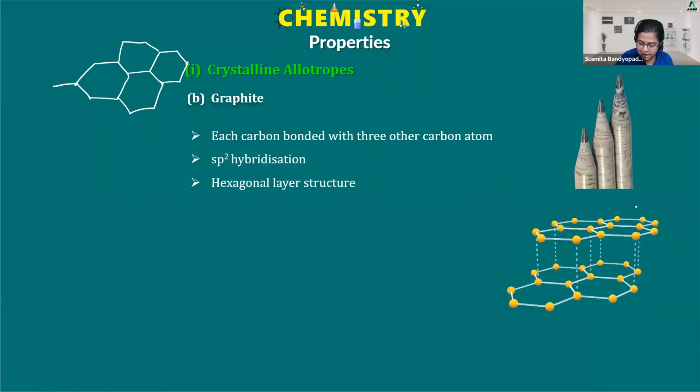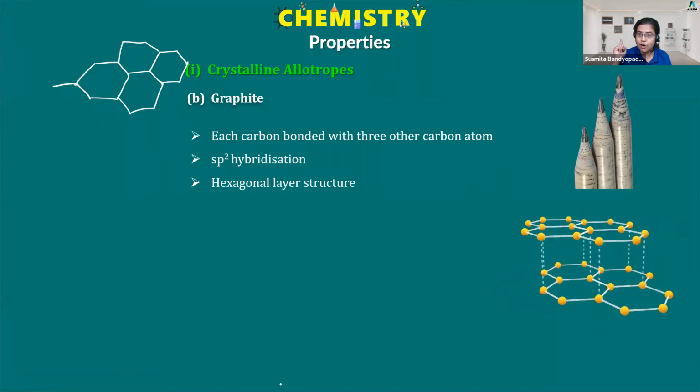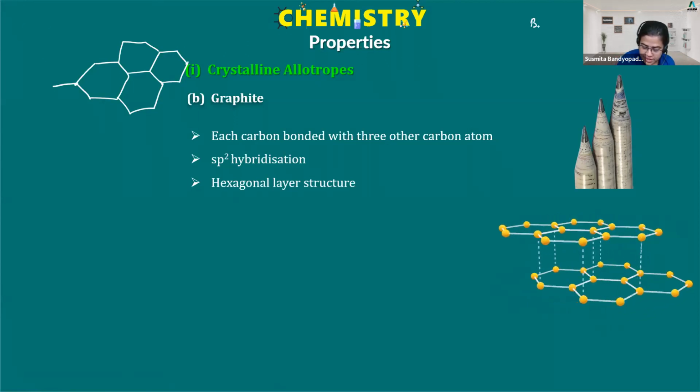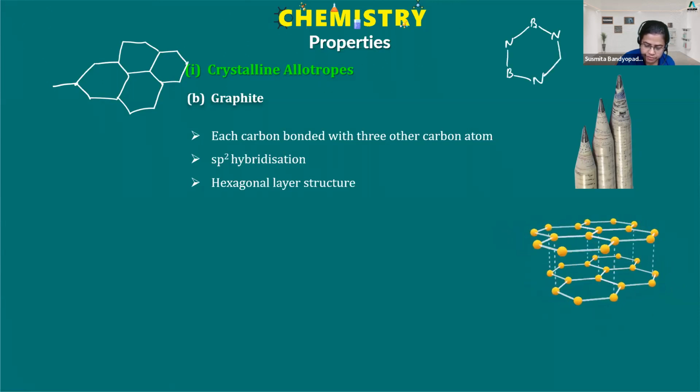You can clearly see a hexagonal layer-like structure in graphite, and now compare it with inorganic graphite, boron nitride, but also like this. BN, BN, BN.